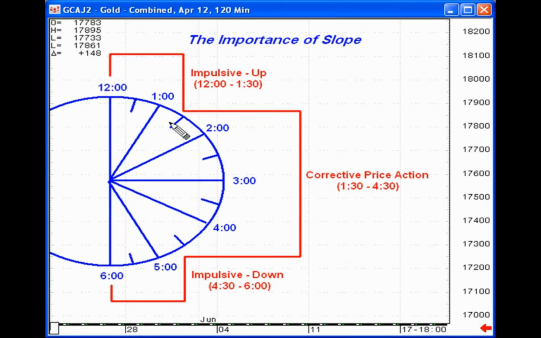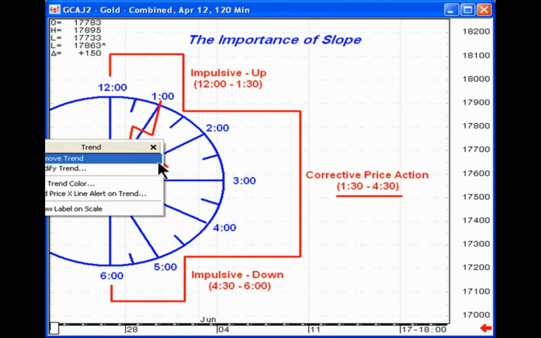Okay, here's my clock. If a price move has an advance and the slope of that advance is between 12 o'clock and 1:30, odds are that's an impulsive move, i.e. the substructure is 5 waves. Now, if I have a move and the slope of that move is anywhere between 1:30 and 4:30, odds favor that that move is actually a corrective wave or a counter trend price move.